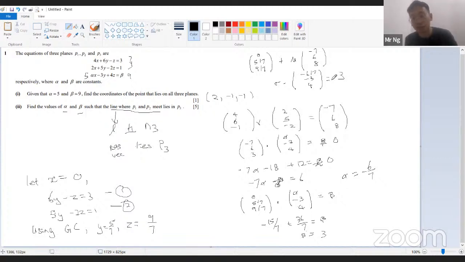Okay, so I do this kind of check a lot even when I was a student. I put the 0, 5 over 7, 9 over 7 inside and see whether I really get 3 or not. So 5 divided by 7 times minus 3 plus 9 divided by 7 times 4. Okay, it really gives me 3. Now after that I do a dot product of the both of them and see whether it gives me 0 or not. So minus 7 times minus 6 divided by 7, then plus 6 times minus 3 plus 8 times 4.